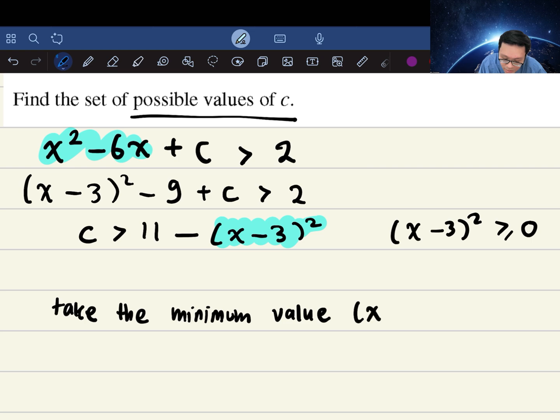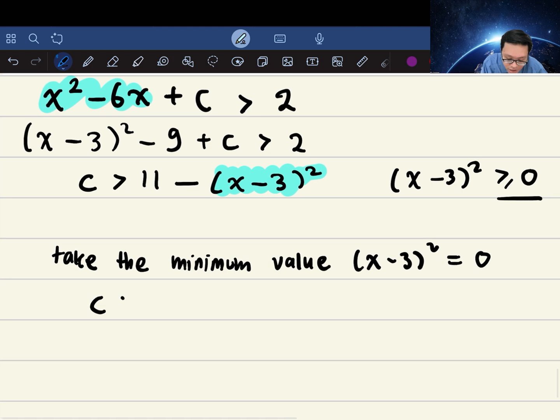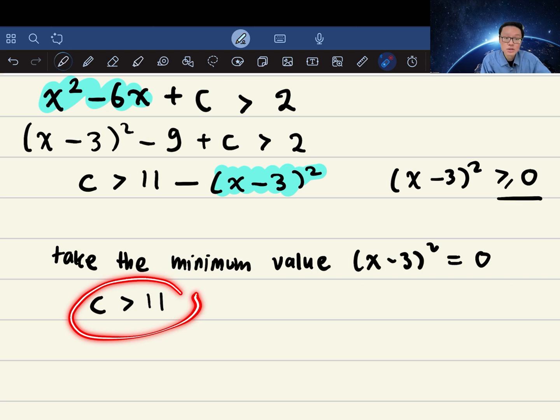So (x minus 3) squared is greater than or equal to 0. The minimum value is 0, so we will have c greater than 11. And if we take a value more than 0, let's say 1, you will get c more than 10, which is still covered by c greater than 11. So we take the general solution, which is c greater than 11.